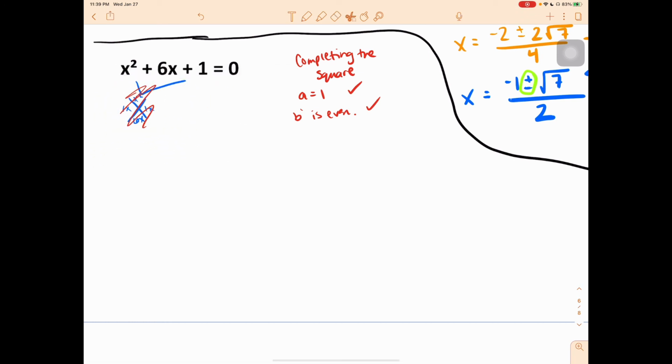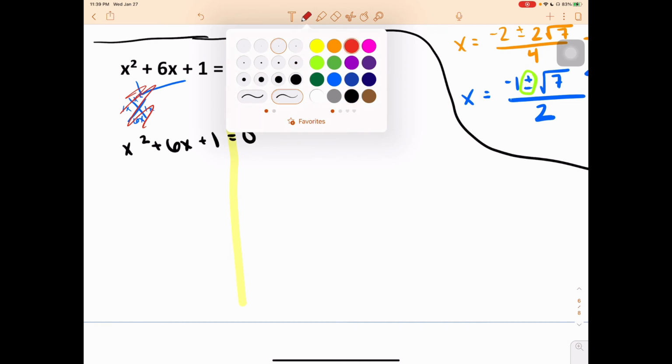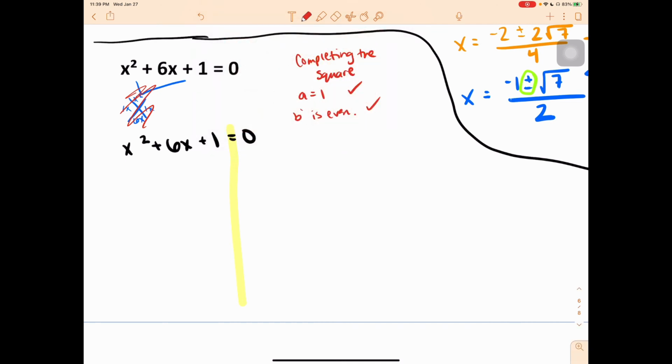All right, so I'm just going to leave that there so you can see it, and I'm going to rewrite x squared plus 6x plus 1 equals 0. Now you know that we have taken notes on completing the square, so if you need to, go pull up the notes, print them out, have them open on your Chromebook, whatever you need to do. So here's the first step. I'm going to go through rather quickly, so make sure you have your own notes out.